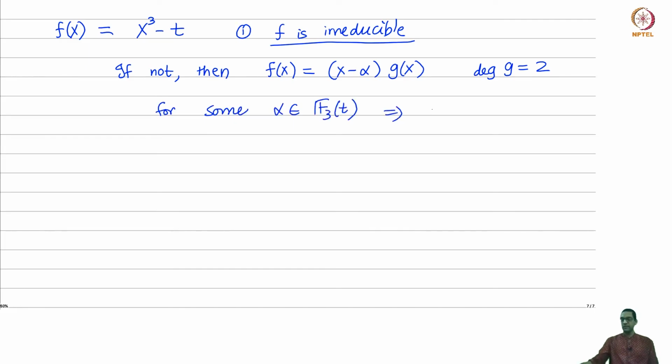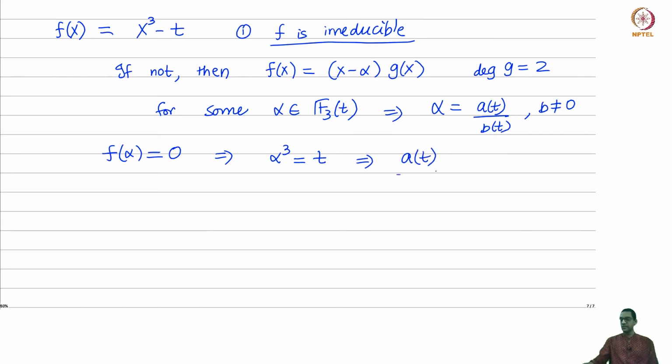Okay, in other words, alpha looks like some a of t by b of t, some rational function. B is not 0, and so f of alpha is 0, right? Because f of x is x minus alpha times g of x. If you plug in alpha for x, you're going to get 0. This just means that alpha is a root of the original equation, so alpha cubed equals t. Therefore this is going to give us a contradiction.